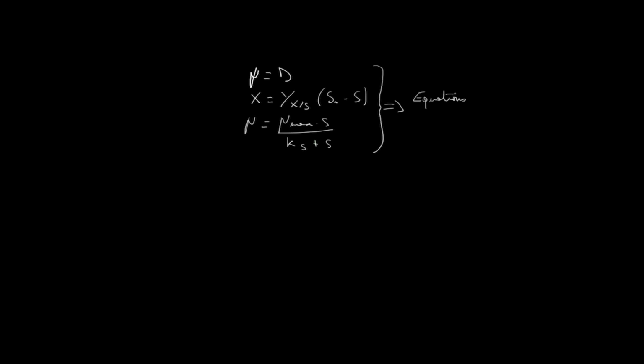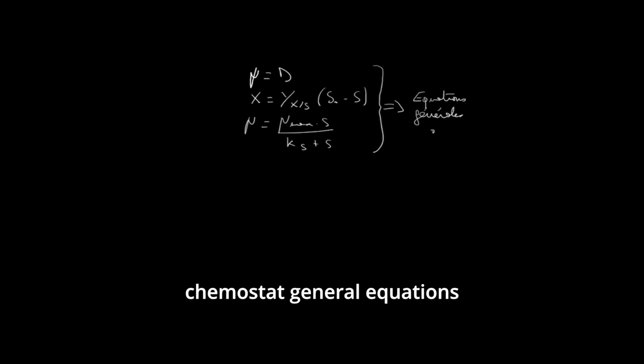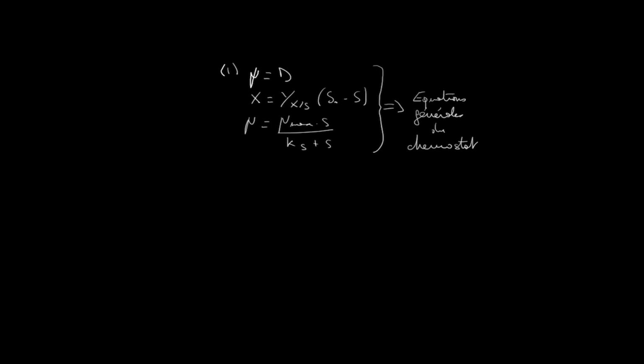We have just demonstrated two equations of the chemostat. And now we are going to add the Monod model to these two equations. With this equation, we will be able to continue establishing new general equations for the chemostat. We will call these equations 1, 2, and 3. With 1 and 3, we replace mu by D in the Monod model.